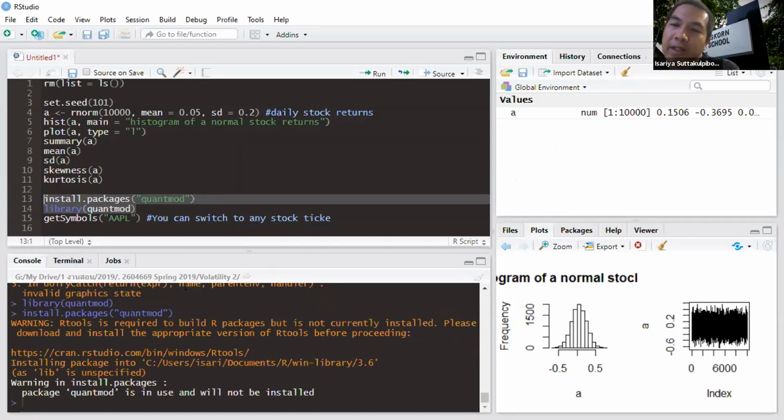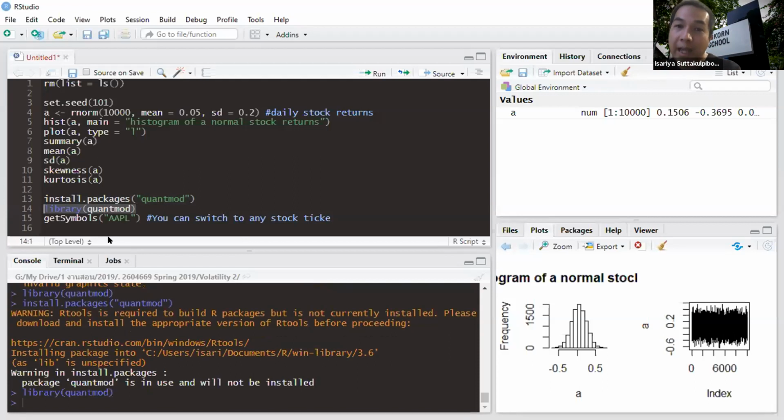There could be some warnings. You don't have to worry about it, because a warning is basically just saying, okay, your package is kind of old, your R version is newer. So there could be some discrepancies there, but just ignore it at the moment, right? I installed the quantmod package and I want to use it, so I ran the library function. Now I can use whatever is in quantmod, right?